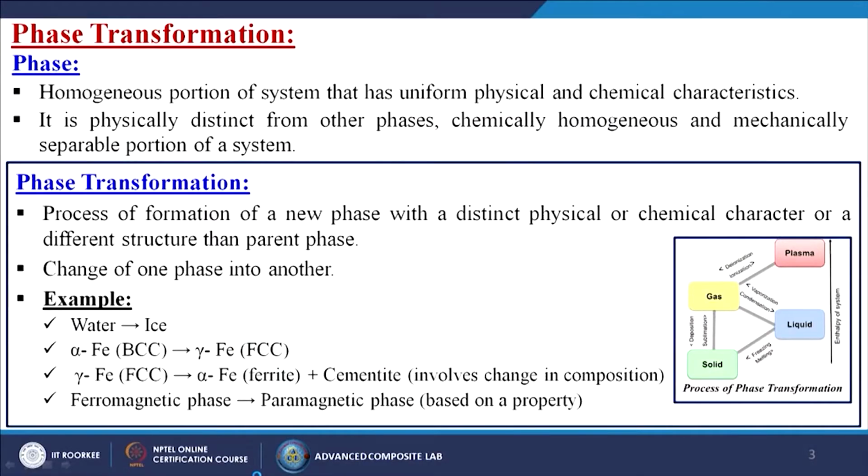So, before we start, let us know what a phase is. A phase is a homogeneous portion of a system that has uniform physical and chemical characteristics. It is physically distinct from other phases, chemically homogeneous because the material throughout the whole area, or the whole volume, will show the same properties, and it is a mechanically separable portion of a system.